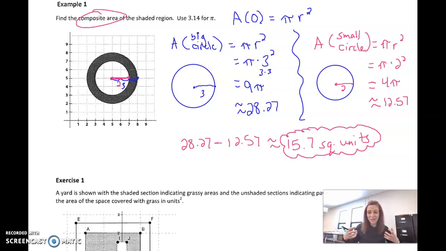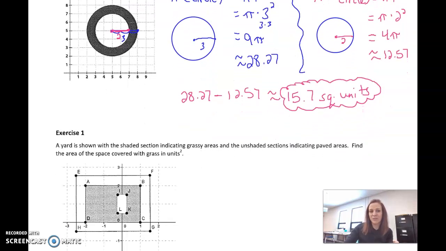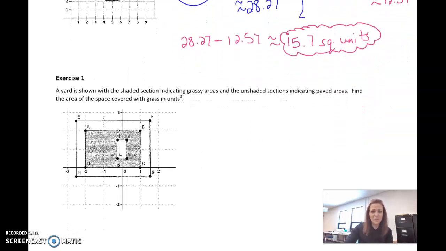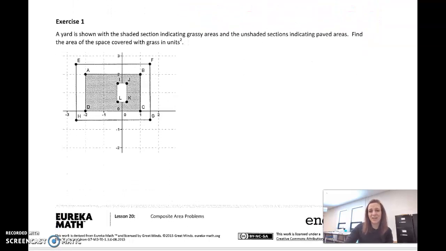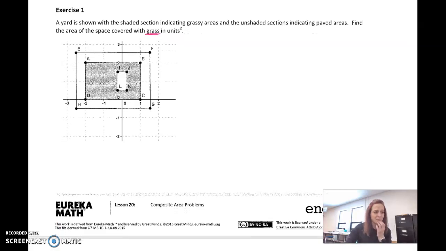We're either going to be subtracting out a missing piece or we're going to be adding two pieces together. All right, so that's with circles. Let's look at an example now with rectangles. It says a yard is shown with the shaded section including a grassy area and the unshaded section being paved areas. So this is all paved out here and this is paved in here. And they want to know just the area covered with the grass in square units, okay?